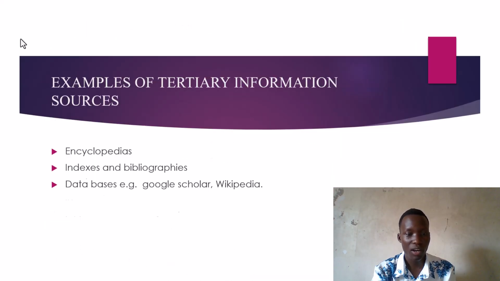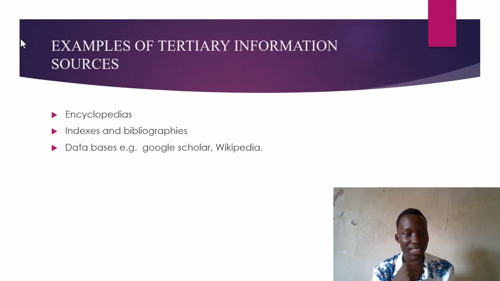Examples include encyclopedias, indexes and bibliographies, and databases. For example, when you go to Google Scholar, you can search for articles. Also Wikipedia. Think of a dictionary or an encyclopedia: it gives you an overview, but doesn't contain the original research.